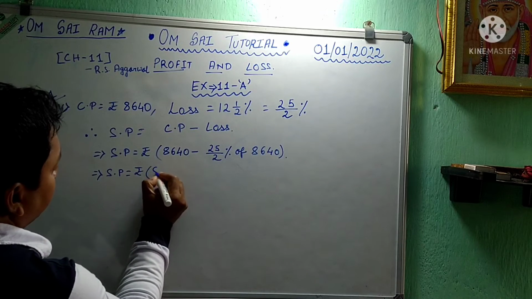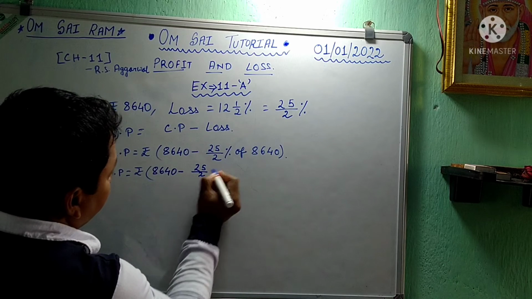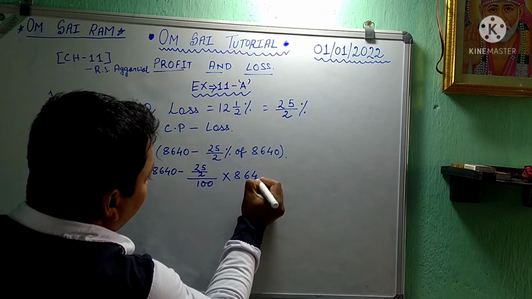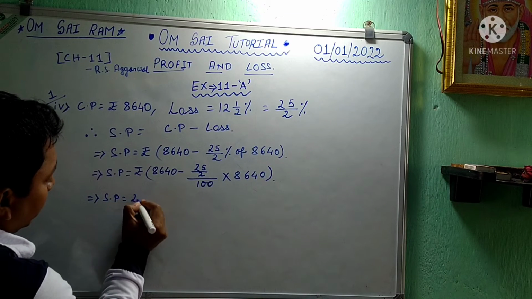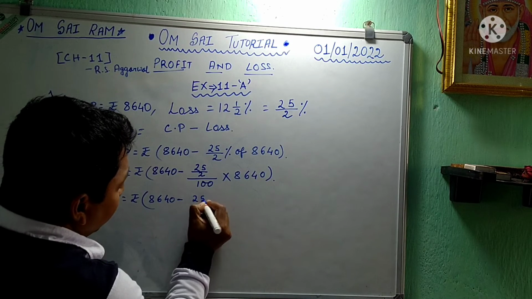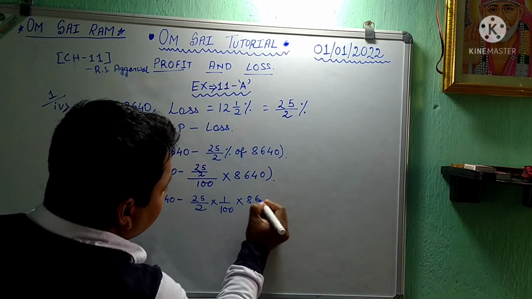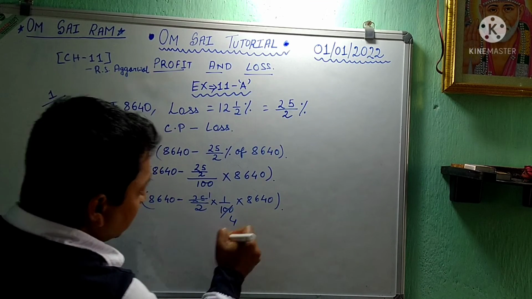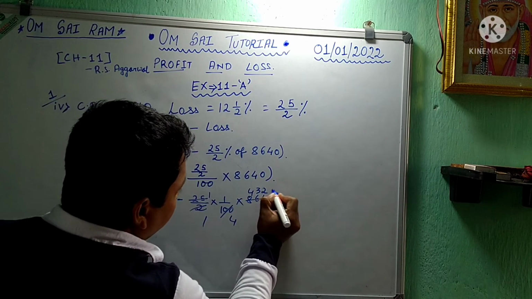Now we will calculate. So 8640 minus again 25 by 2, to remove the percentage sign again we will divide by 100 into 8640. So selling price equals rupees 8640 minus 25 by 2 into 1 by 100 into 8640. 25 ones are 25 and 25 fours are 100. 2 ones are 2, 2 fours are 8, 2 threes are 6, and 2 twos are 4 and 0.